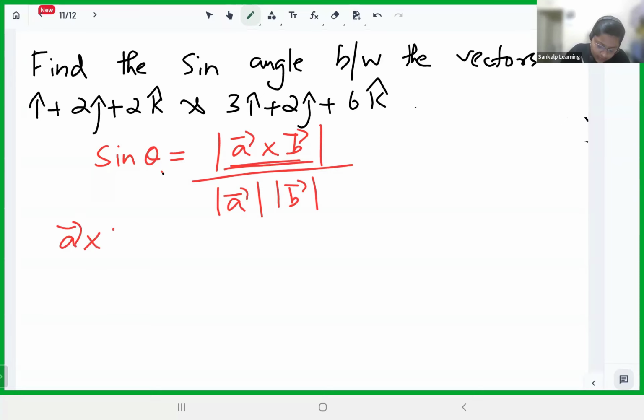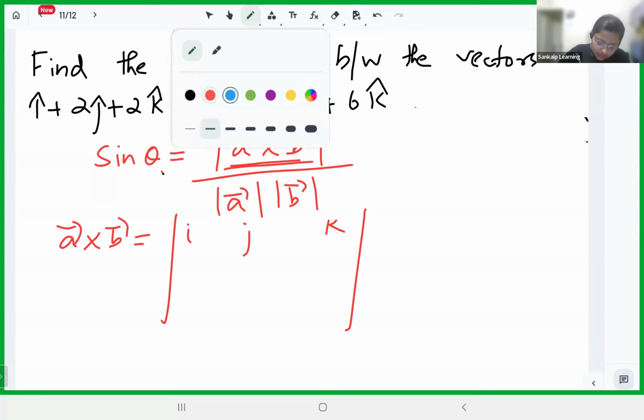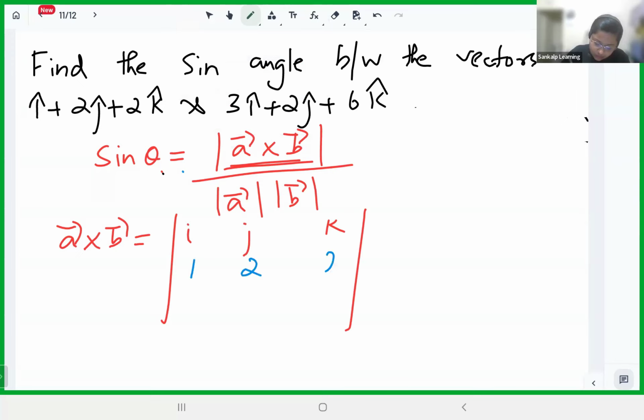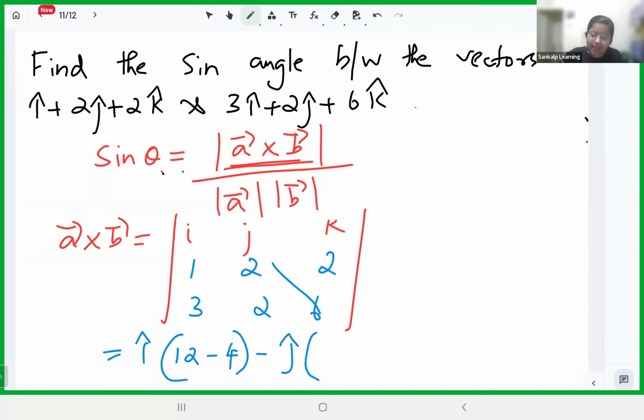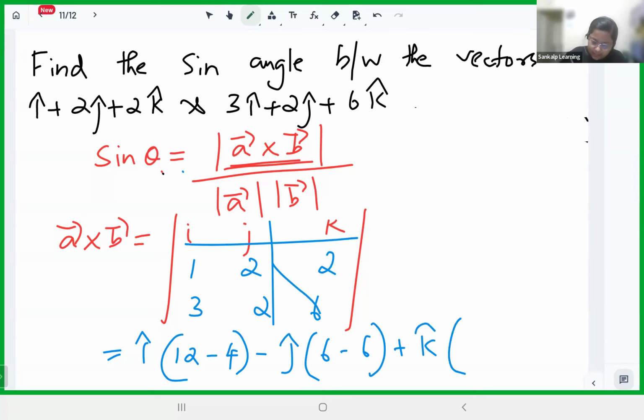So A cross B is equal to, how will you find it? The determinant with i, j, k, then you write the components, that is 1, 2 and 2, then 3, 2 and 6. Okay, so this is equal to i into 2 into 6 is 12 minus 4, minus j into, you remove this row and this column, that is 6 minus 6, then plus k into 2 minus 6.